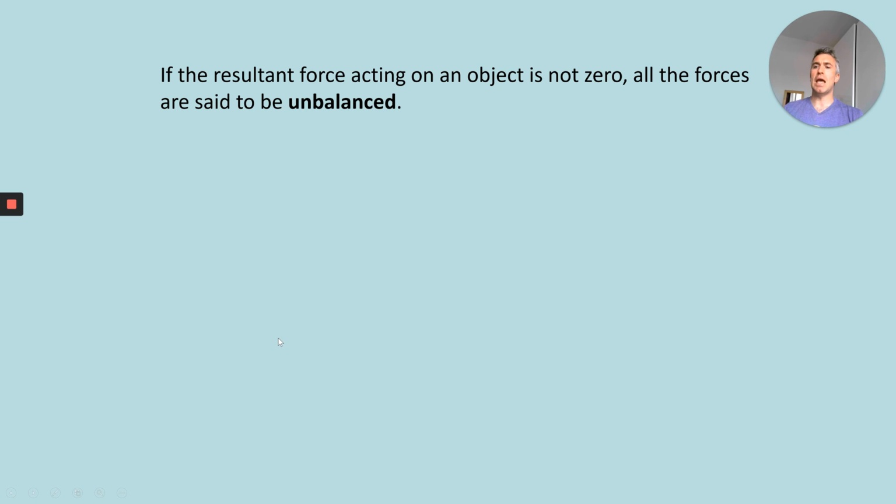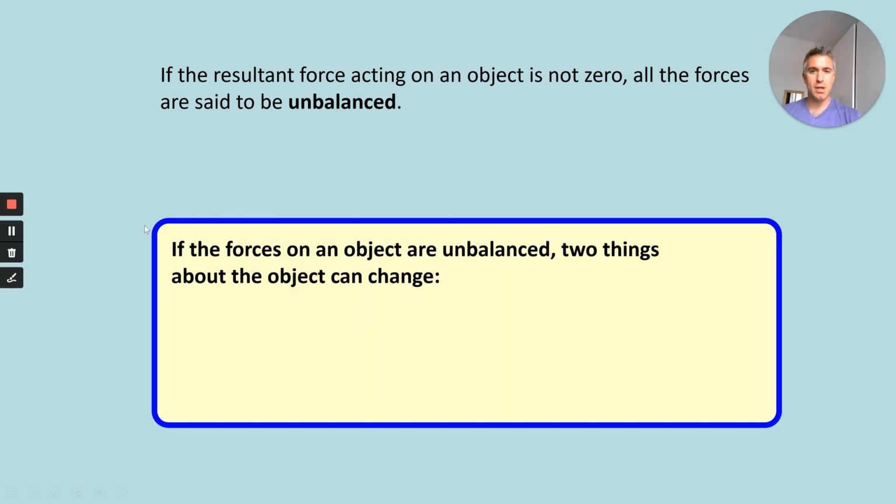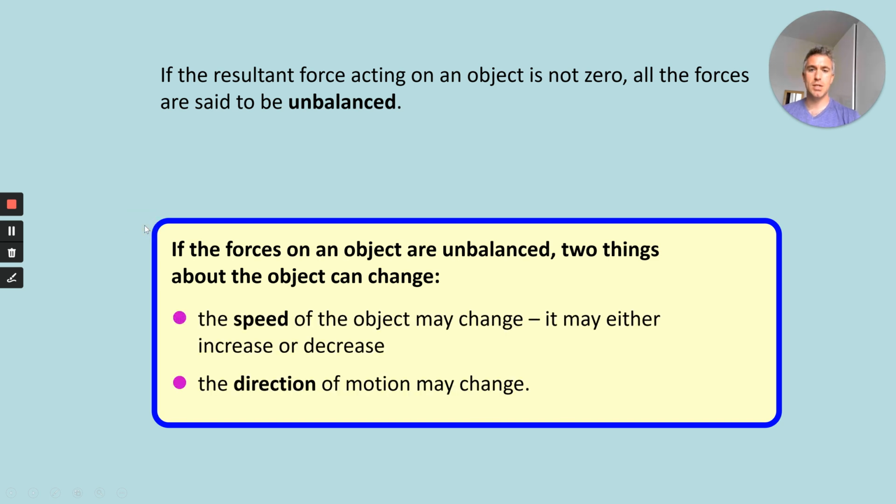So, if the forces are not zero, then we say they're unbalanced. And if they're unbalanced, two things can happen. They can either change their speed or change their direction. I suppose you could also say a third thing. It could change its shape. But changing its speed: if its speed is zero, it can start moving. If its speed is high, the unbalanced forces could cause it to slow down. Changing its speed is a consequence of having unbalanced forces, but it could change its direction.